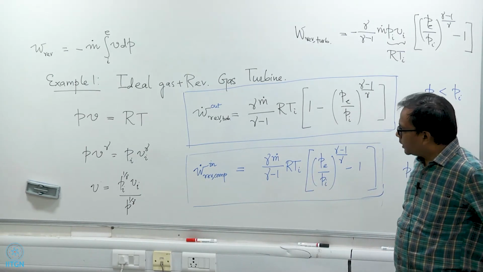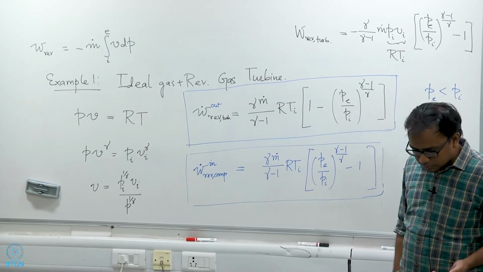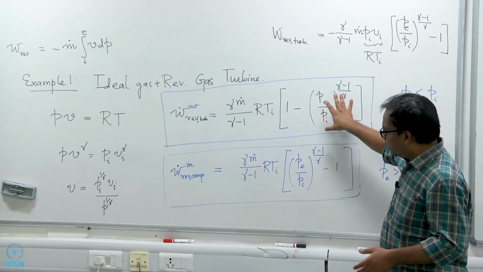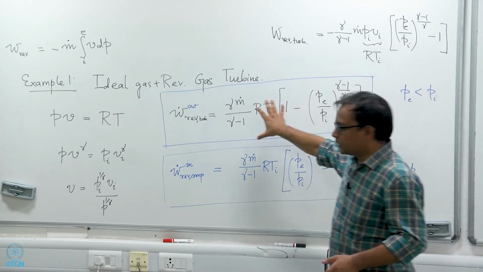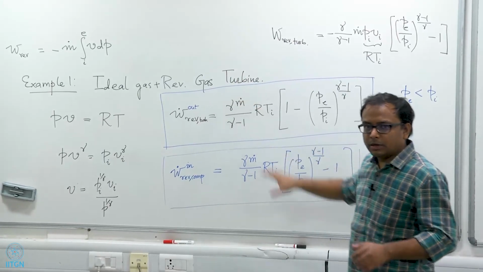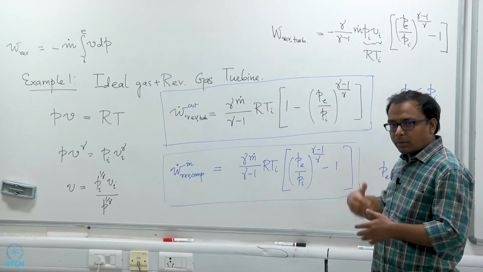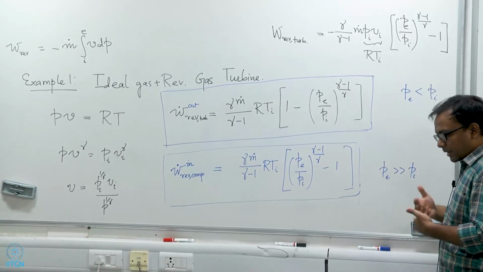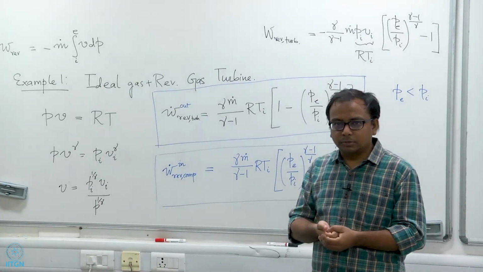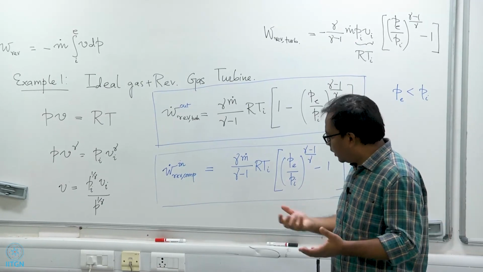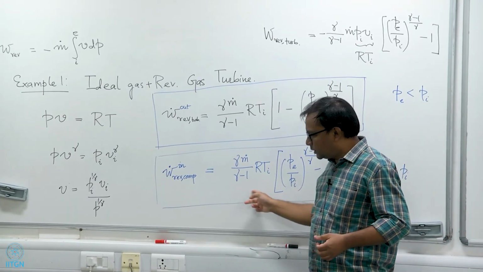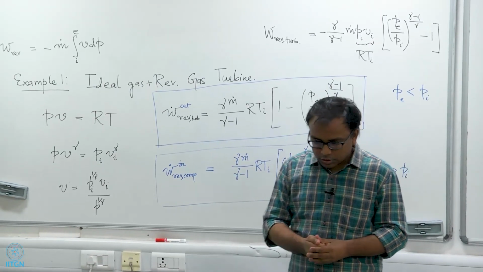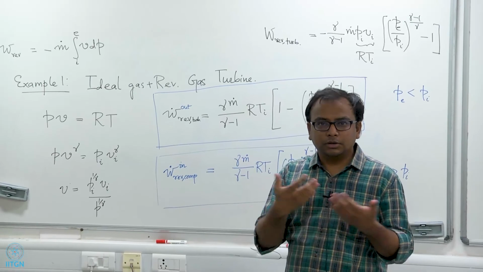In the next class, we will see, first of all, that we have noted that this is the maximum work output from a turbine given the other conditions remain unchanged, and this is the minimum work required in a compressor given the other conditions remain unchanged. Based on that, we will define something called an isentropic efficiency in the next class, and we will also see how we can use this relation to justify the use of multi-stage compressor systems.